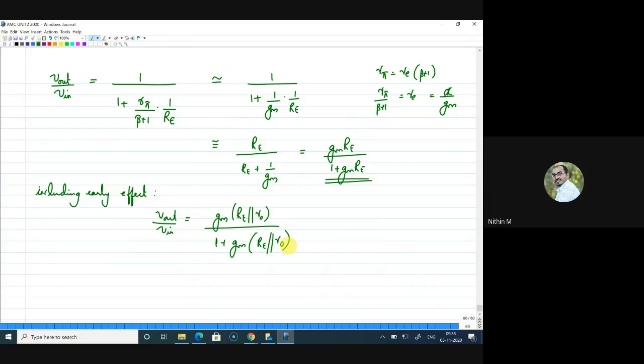All right. Since voltage gain is done, we can find the input impedance of the circuit.